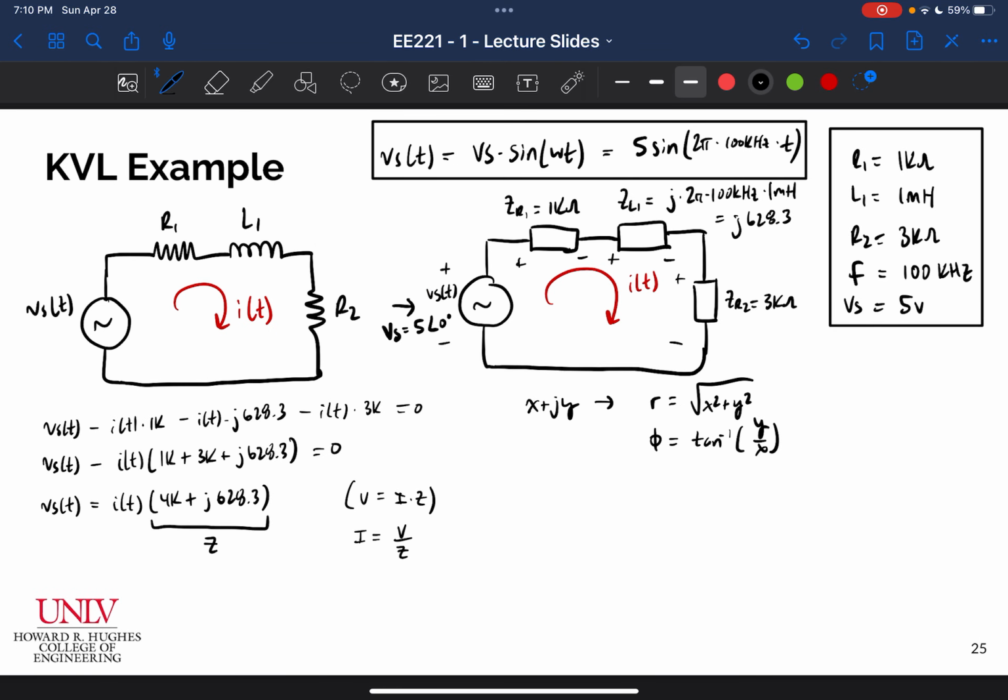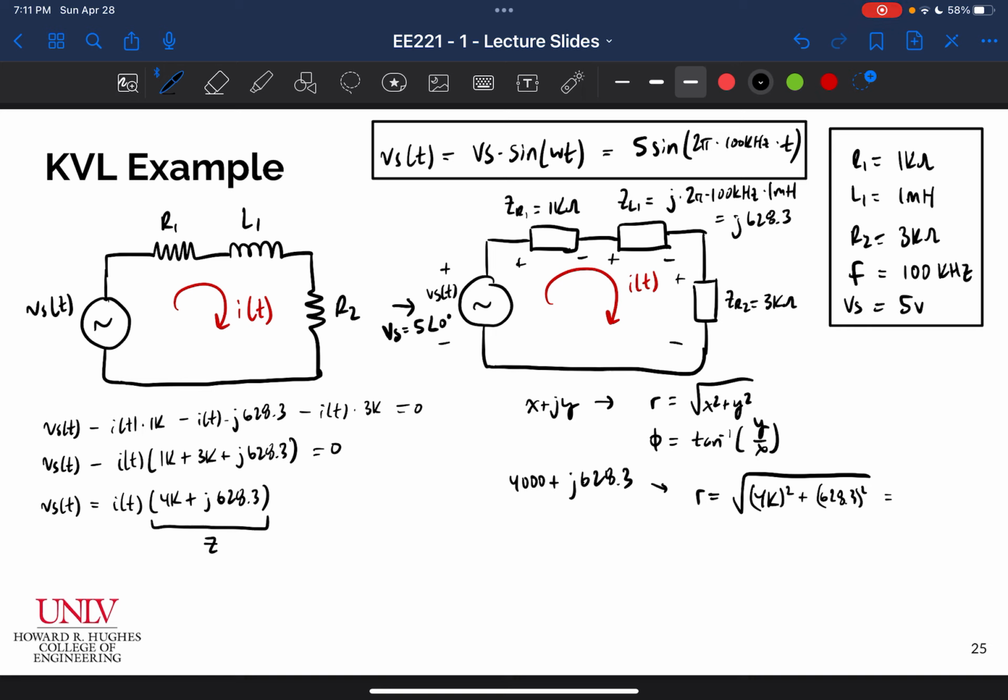Let's first take our impedance, which is 4,000 plus j628.3, and convert it into a phasor. Let me erase some of this stuff. We don't need this anymore. This needs to be converted into a phasor. To find R, we need R equal to the square root of 4K squared plus 628.3 squared. I'll do that on my calculator: 4,000 squared plus 628.3 squared, and then take the square root of that.